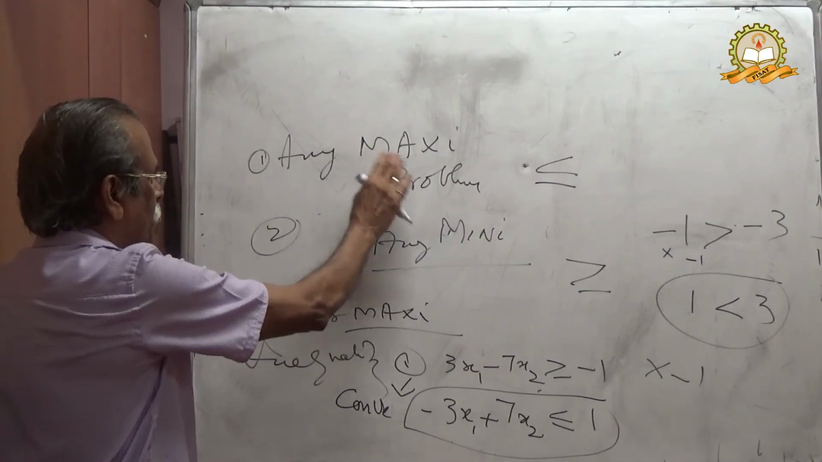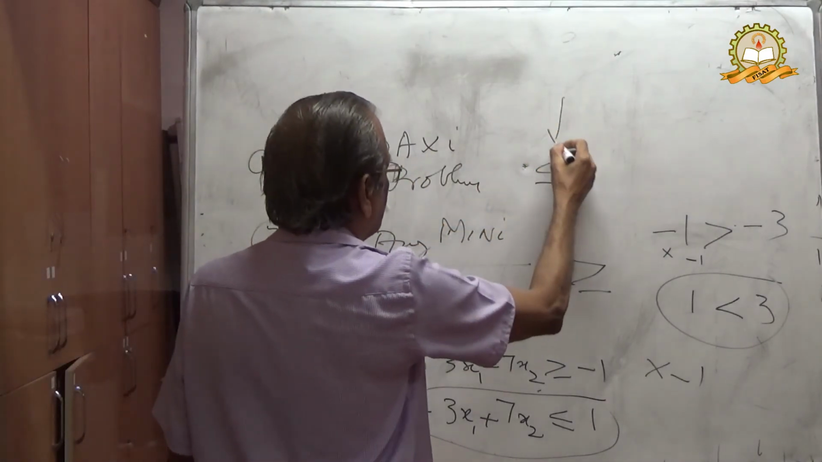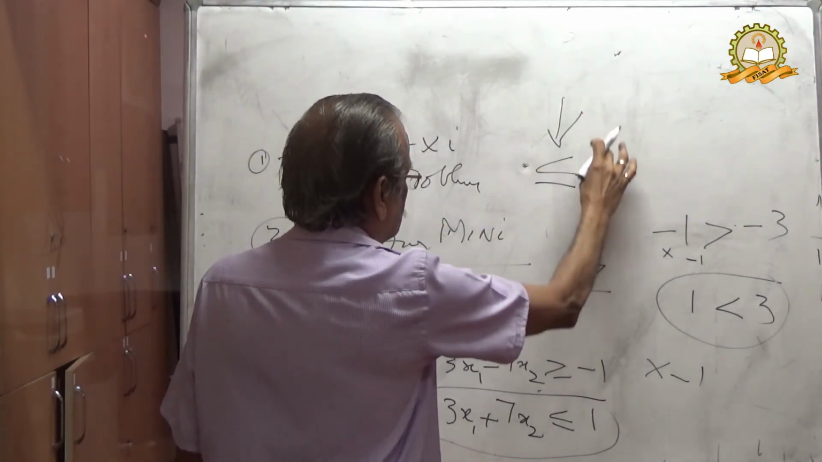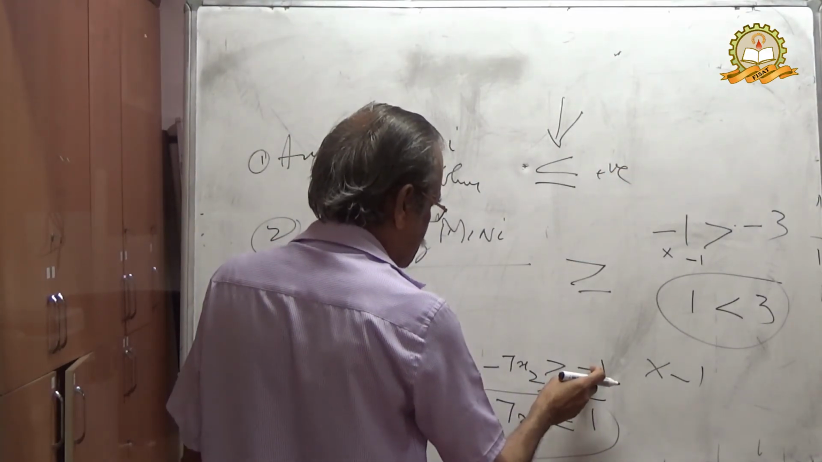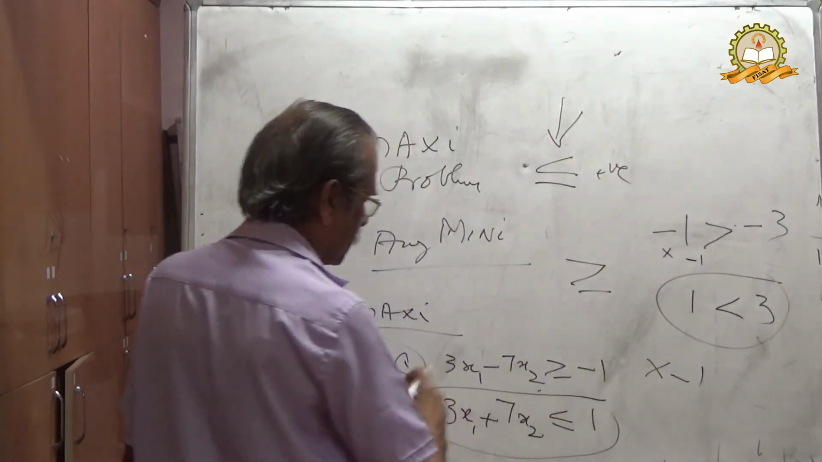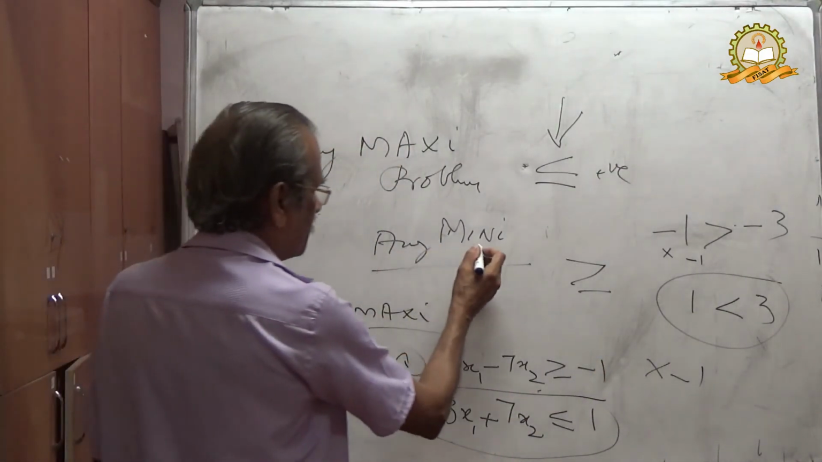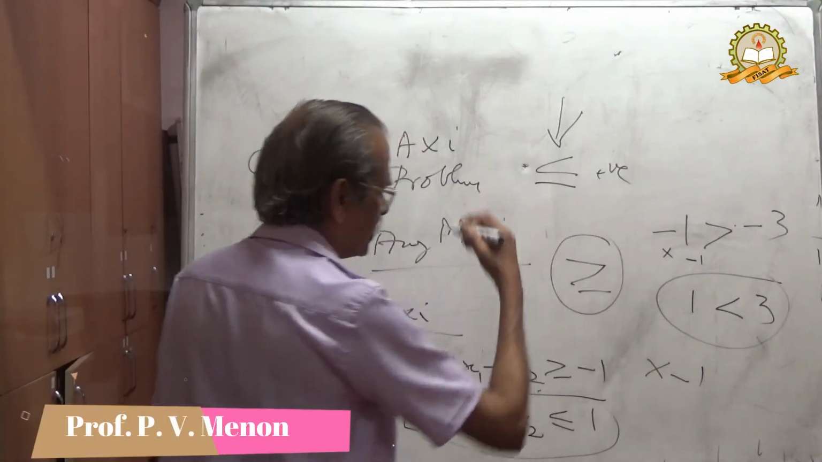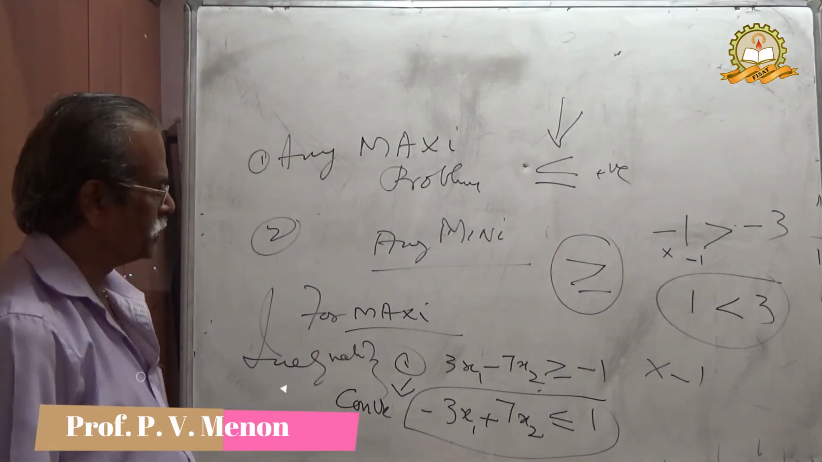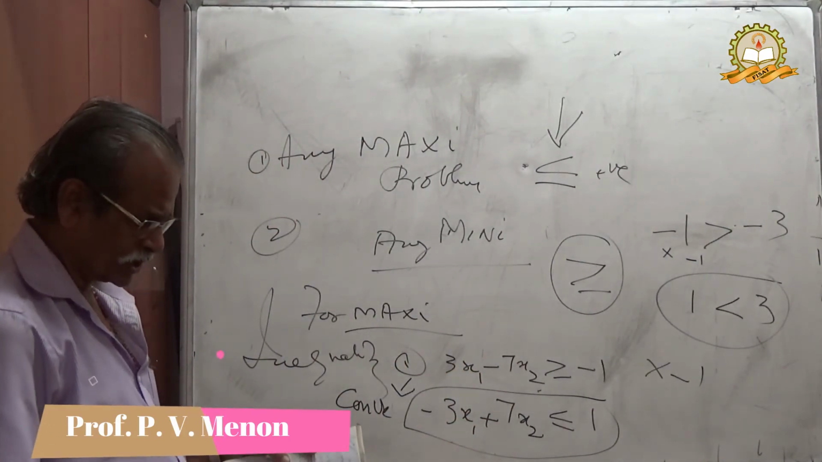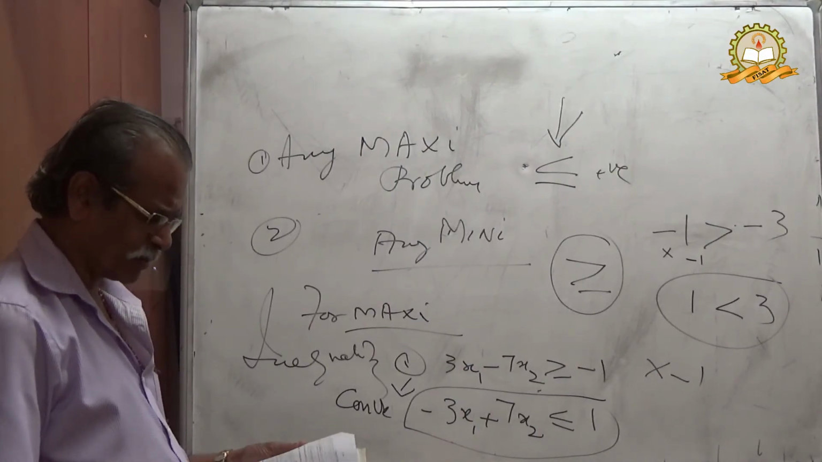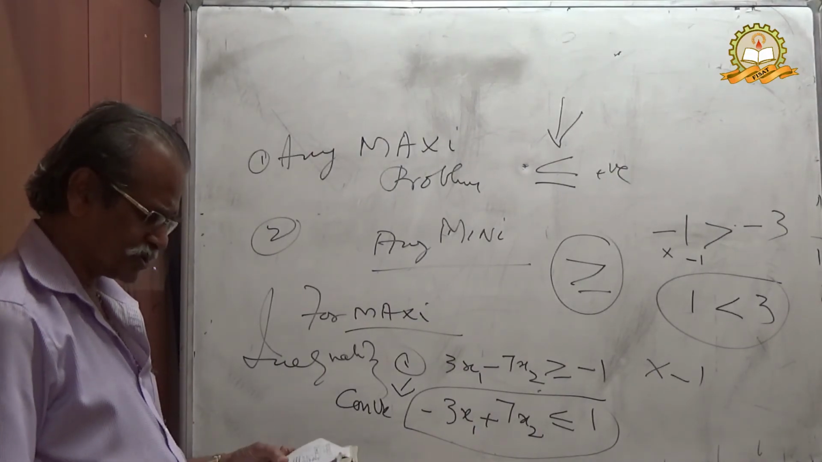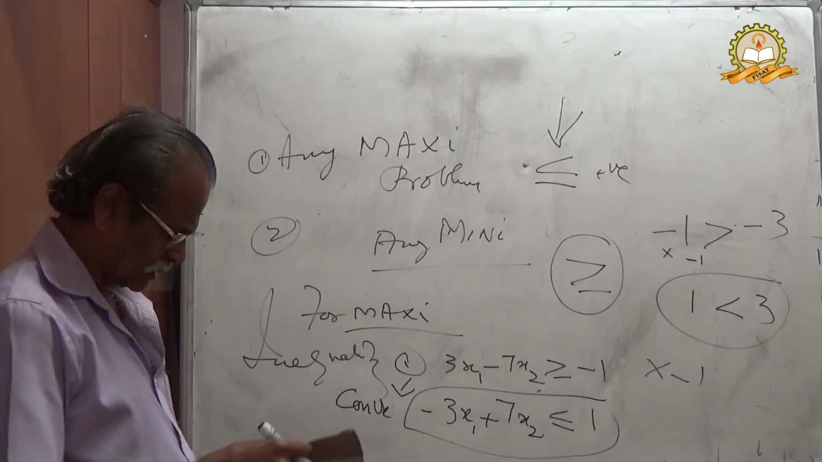Always remember, for a maximization problem, the inequality should be this way, and the right hand side should be a positive number. If somewhere it is given as negative, change it by multiplying the equation. For a minimization problem, this should be the sign. Therefore, these are the two problems. I am giving you another worked out examples along with this.